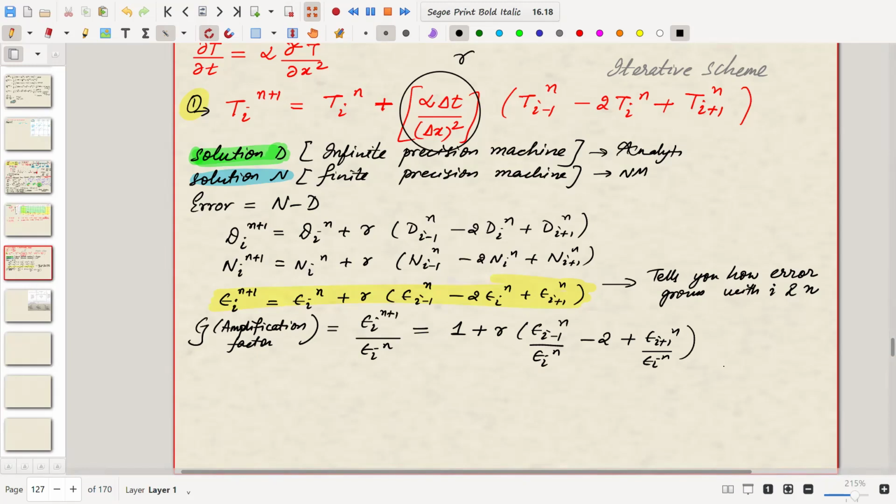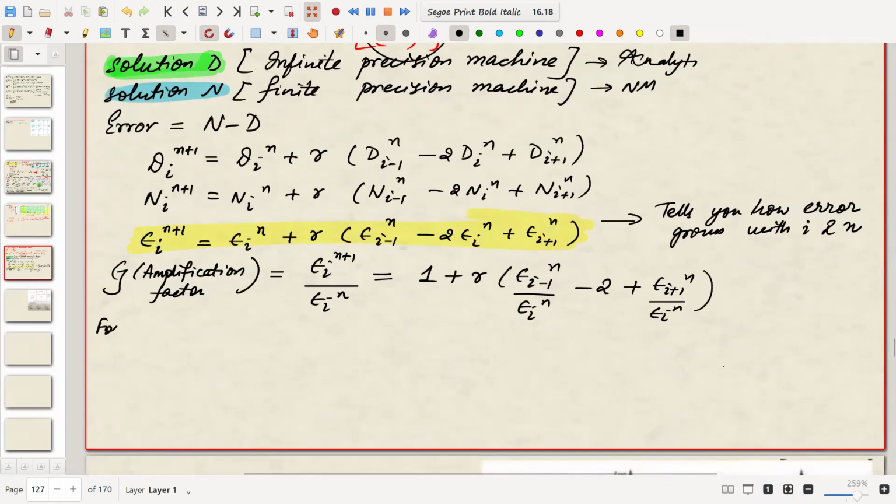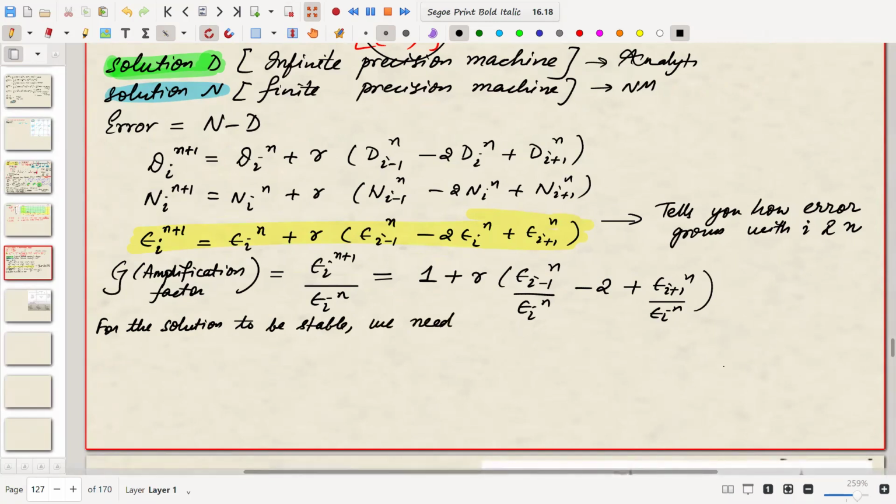Agree? So for the solution to be stable, what do we need? We need mod G, the amplification factor, to be less than or equal to 1. Error can stay constant also, that is when the amplification factor is equal to 1. And in future time steps, your error should decrease, not increase.